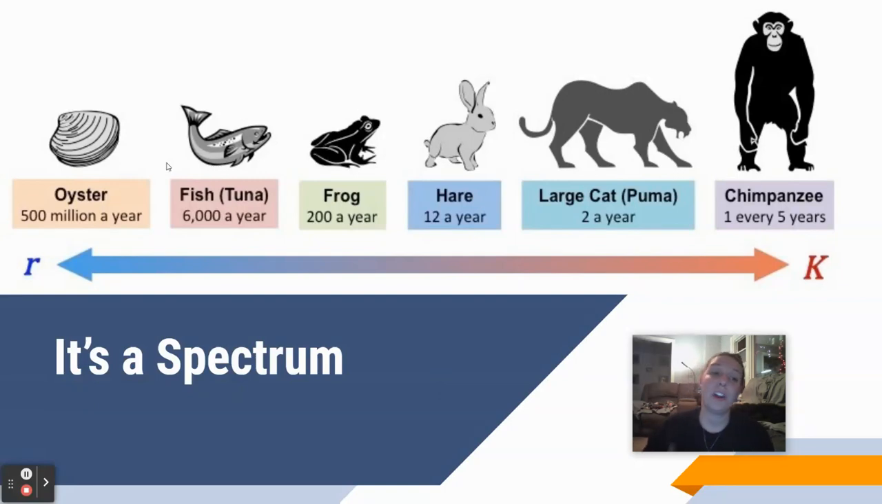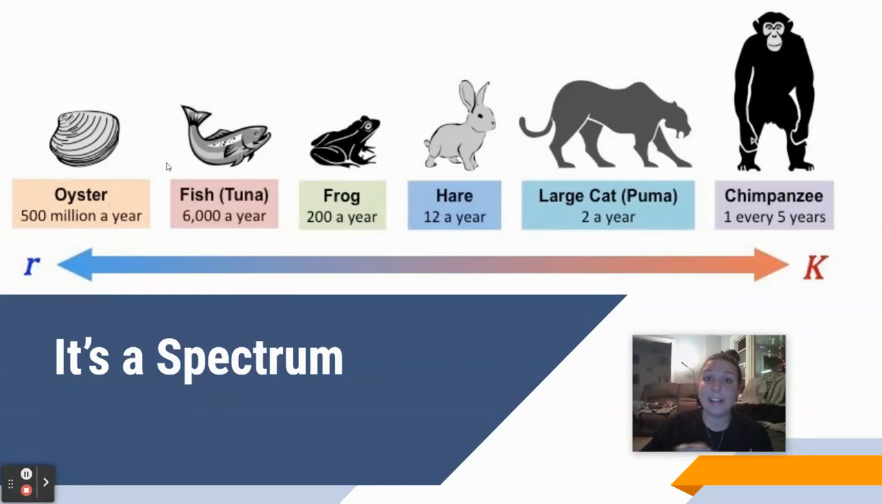So when we have a very R-selected species on the opposite end of the spectrum, that would be something like an oyster that's going to have up to 500 million offspring a year. That's not a typo. 500 million, not 500, 500 million. But that's because there is zero parental involvement, none at all.